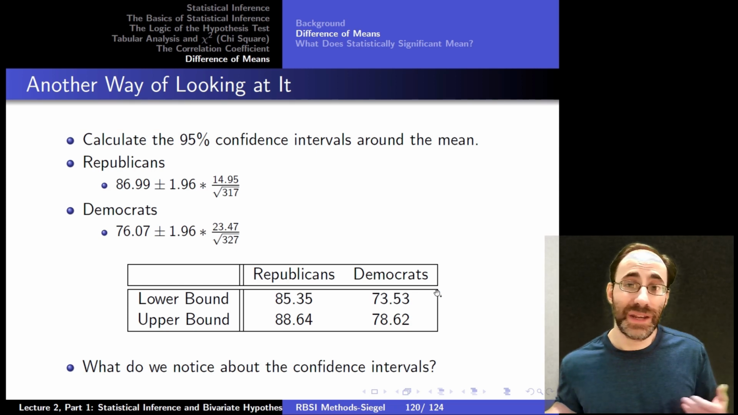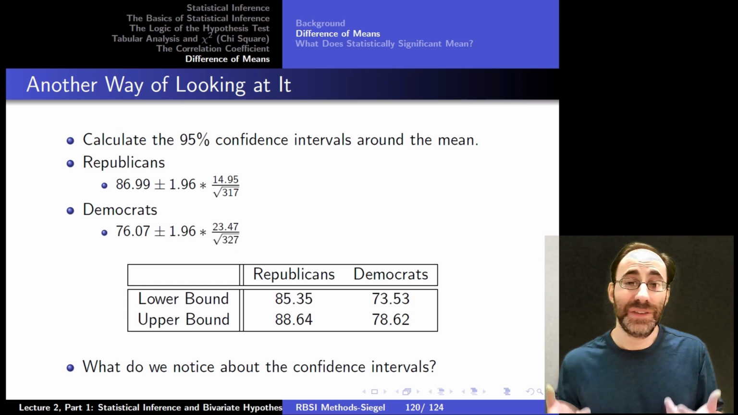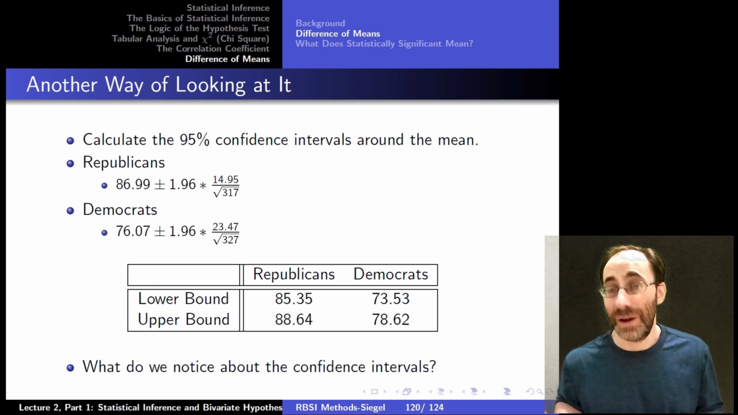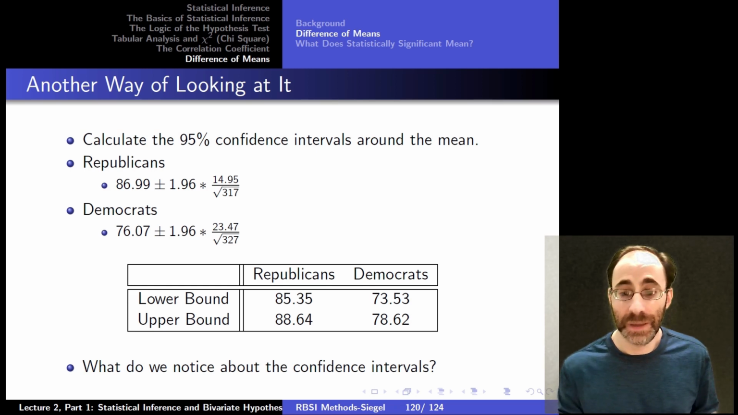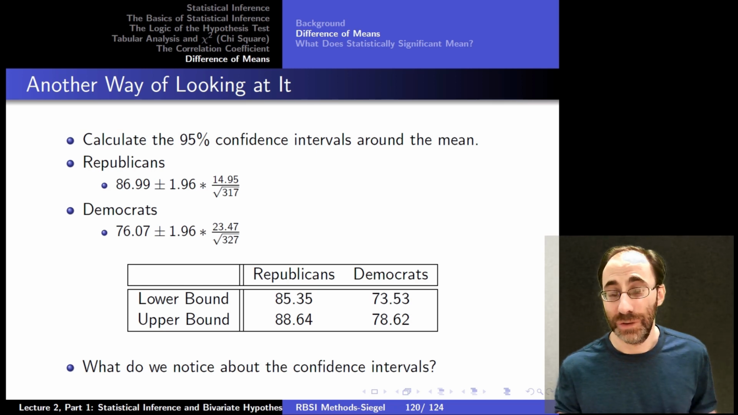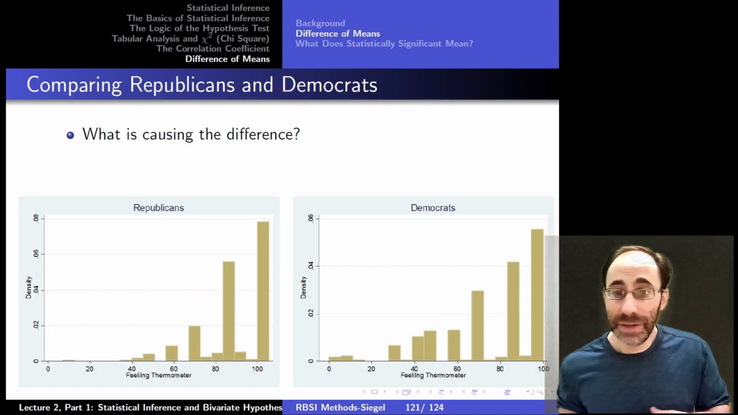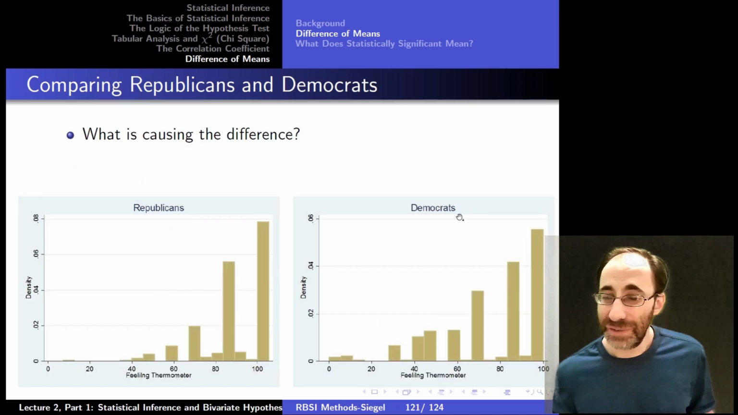So another way of getting a visual sense of whether or not these groups are different is to look at the 95% confidence intervals. If they don't overlap at all, that means we're reasonably confident that the true means lie separated from each other. So it's another way of getting at the fact that these are two different groups in terms of their preferences towards the military. Okay, now we go back to the actual data to see what's causing the difference.